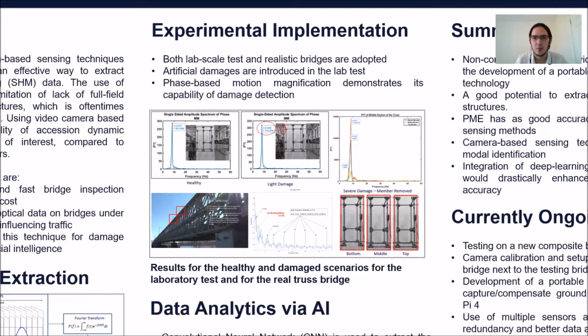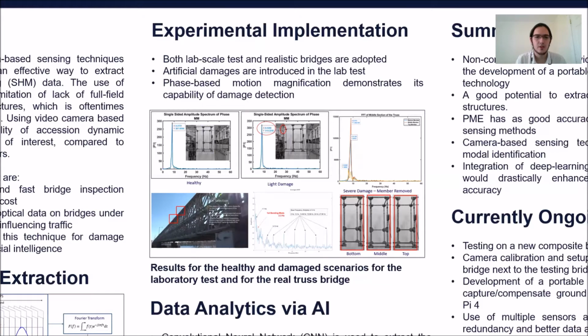The biggest change was when we removed the top member, that the natural frequency shifted to 6 Hz. We also did a test on a real truss bridge, as you can see here on the figure on the bottom. This is a working bridge close to the UMass campus, and it's under the normal operational conditions. So there's traffic, wind, and all kinds of excitation.